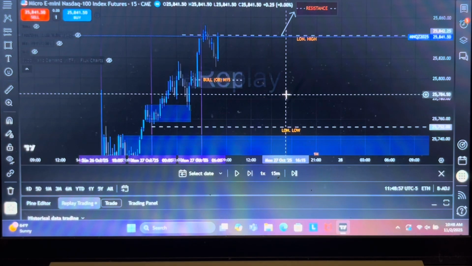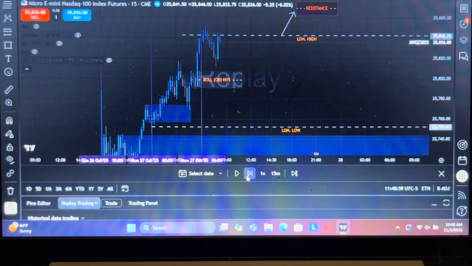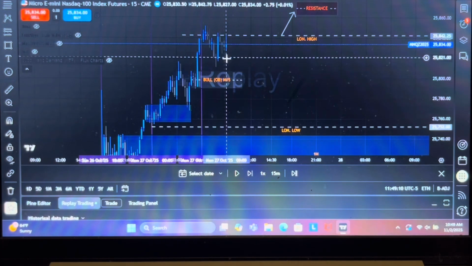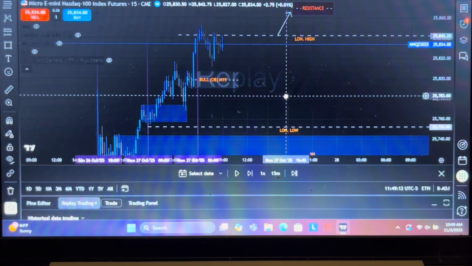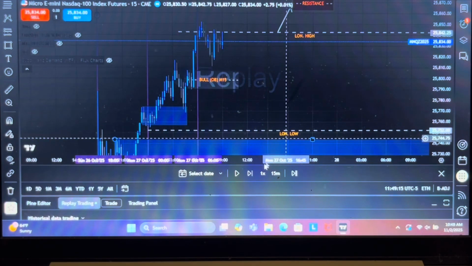So as you can see, price didn't drop all the way down. It immediately went up and tapped that London high yet again. But as you can see, price is going down. It tapped once again. So as I put earlier, that resistance is letting me know this London high is holding.